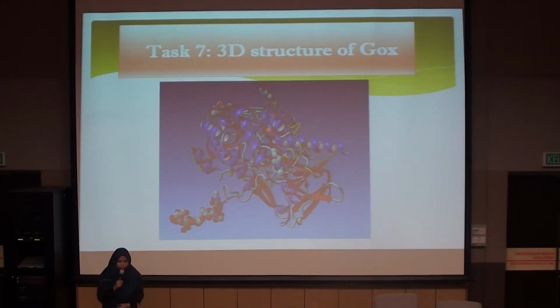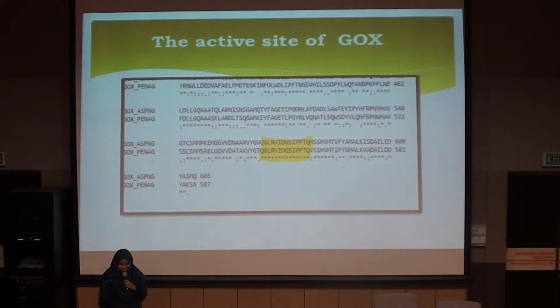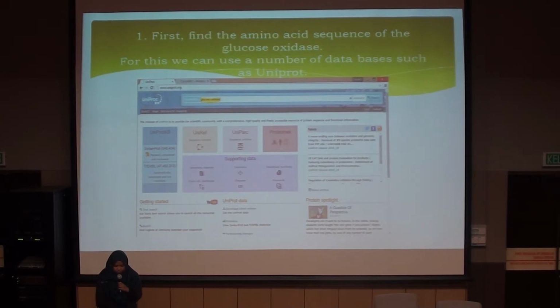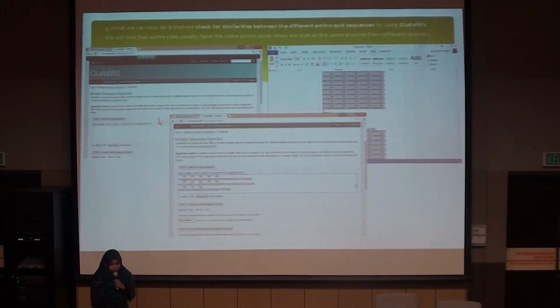Okay, this is the 3D structure of GOX. I was using UniProt to get the file for the amino acid sequence. First, you have to find all the organisms that have glucose oxidase. Copy the amino acid sequence into a text document. This is the process.